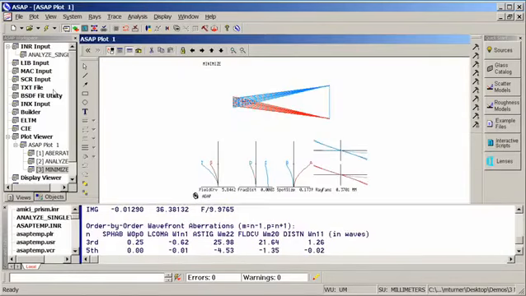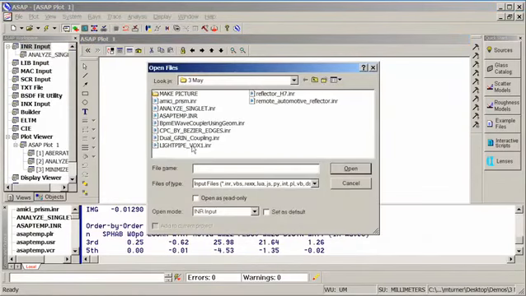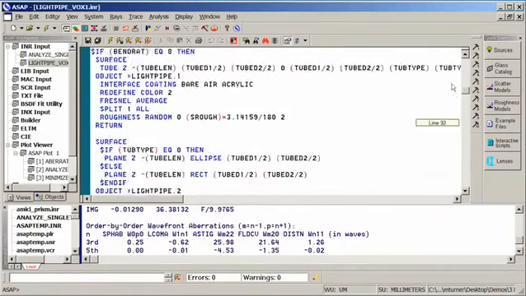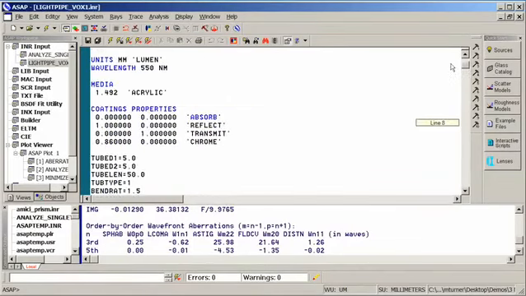Another type of system that's commonly analyzed using ASAP are non-imaging or illumination systems. Right now, let's take a look at a simple light pipe example. In this file, we're going to define a light pipe, and we're also going to use an LED source model to send light through the light pipe, and look at the information ASAP can give us about the performance of that light pipe.